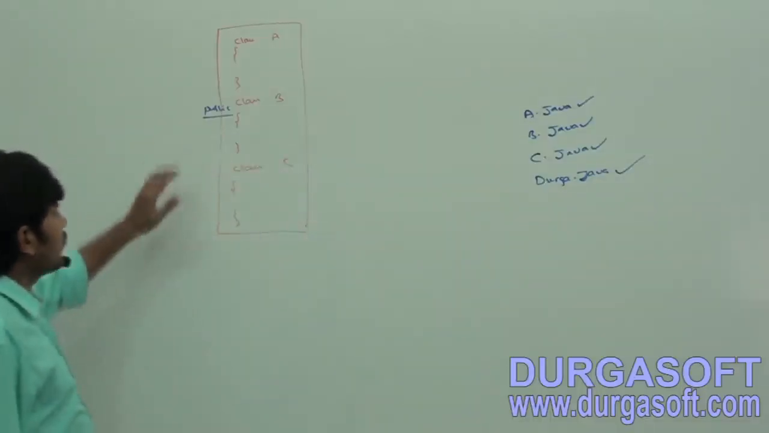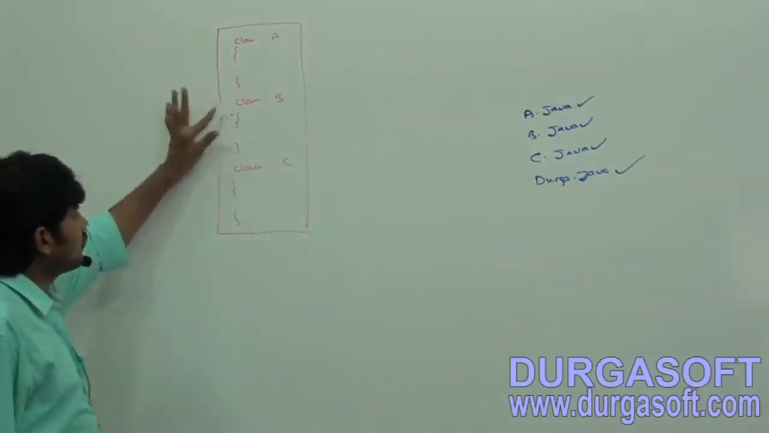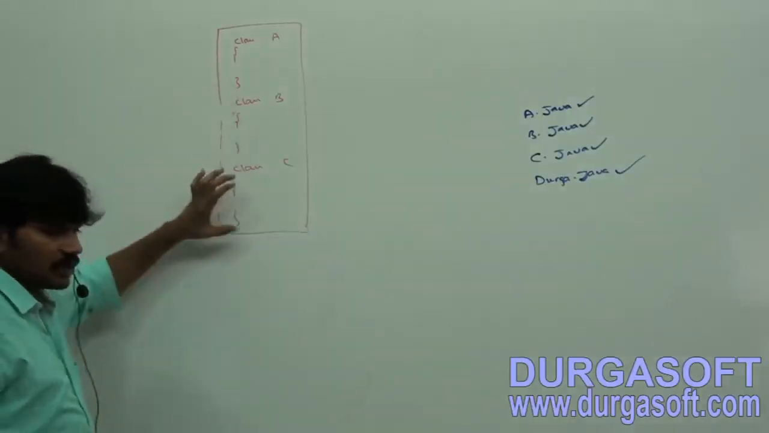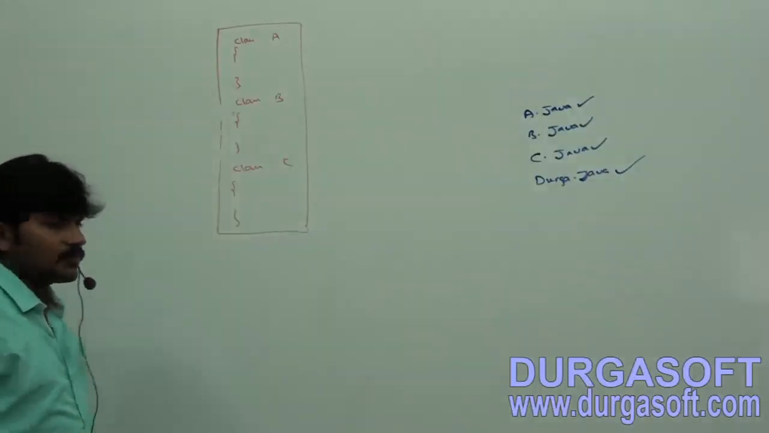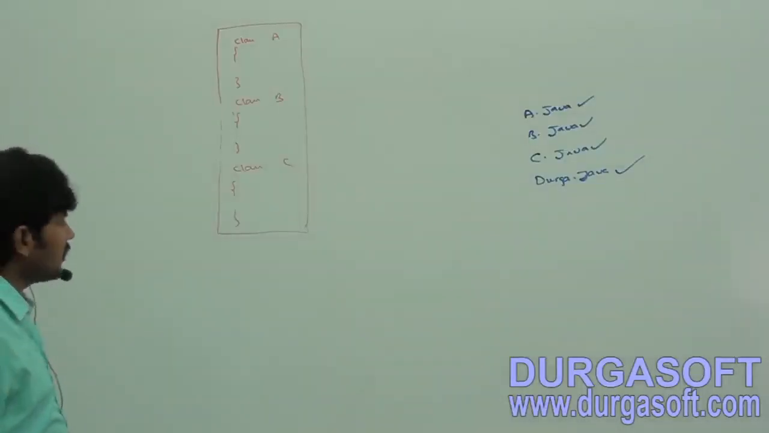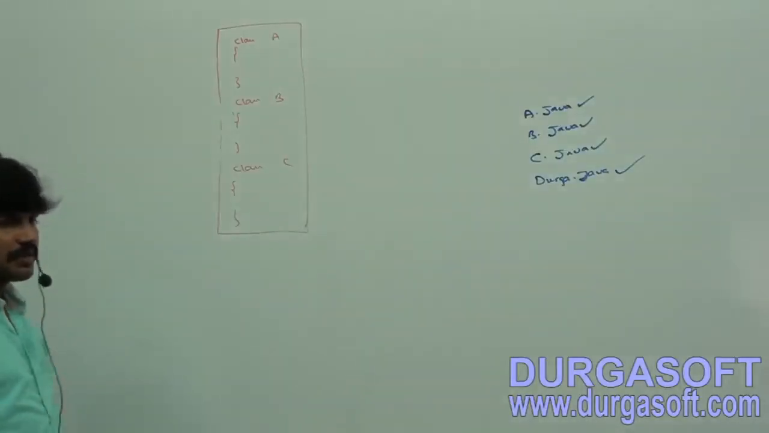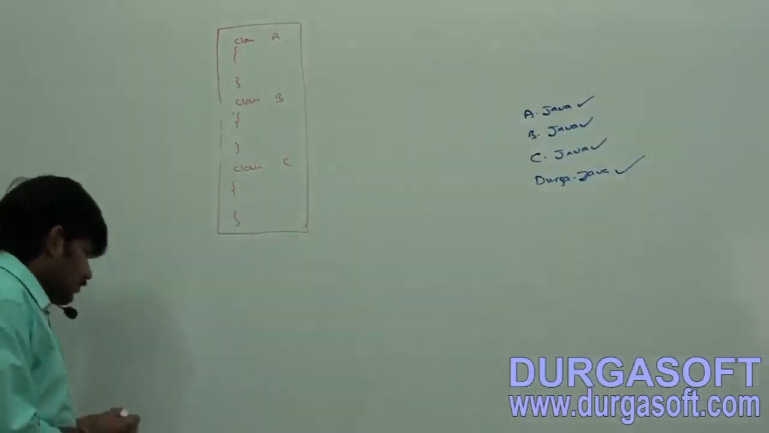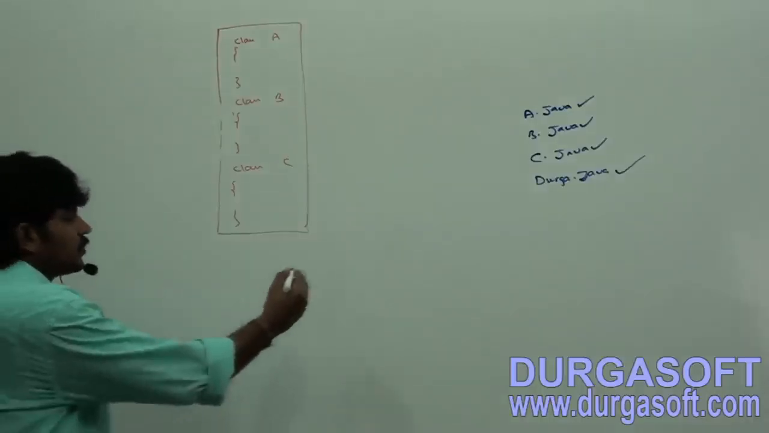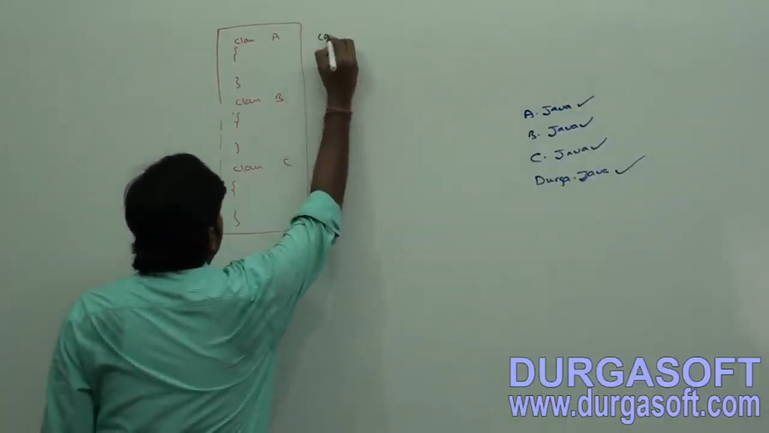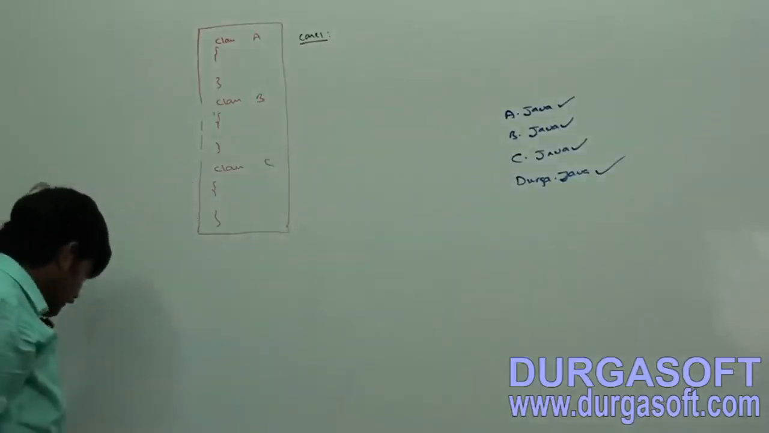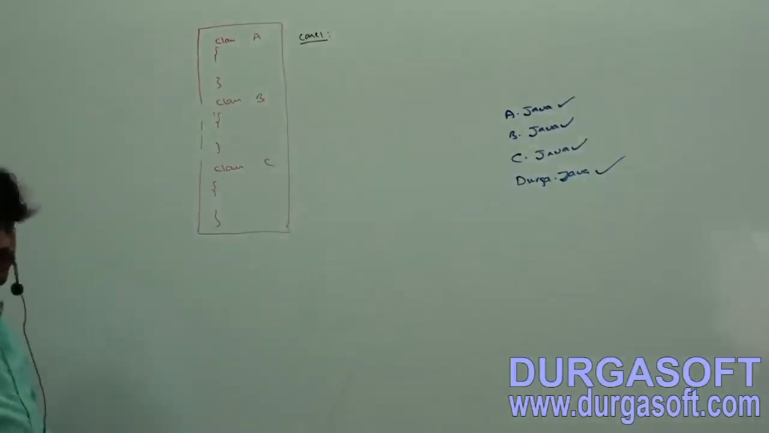Okay. Take an example. Better to take class A, class B, class C within a box. Now add case 1.